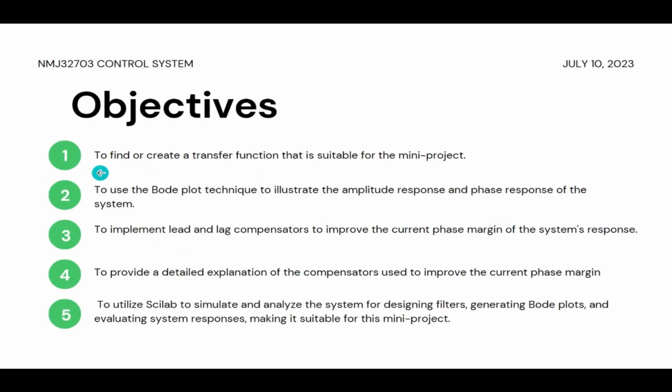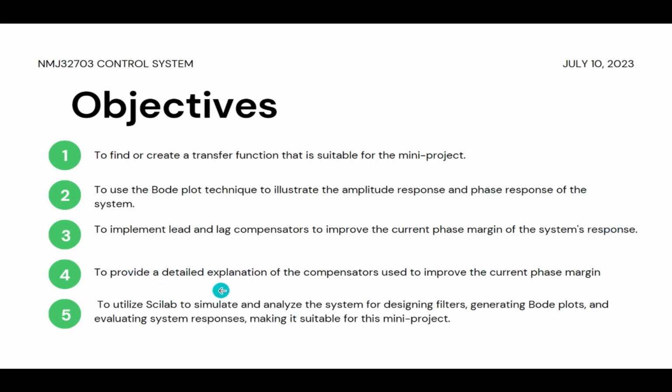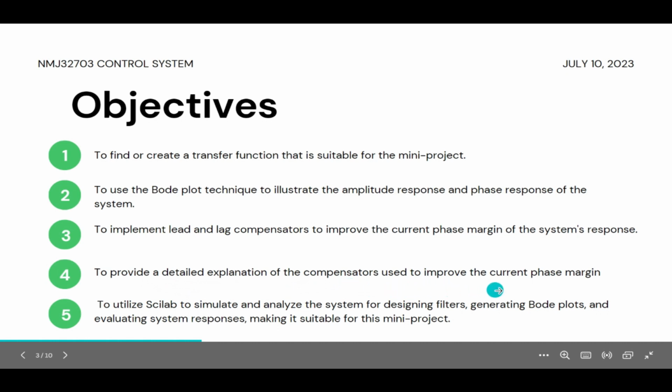The objective of this mini project is to find and create a transfer function that is suitable for the mini project, to use the Bode plot technique to illustrate the amplitude response and phase response of the system, to implement lead and lag compensators to improve the current phase margin of the system response. Next, to provide a detailed explanation of the compensators used to improve the current phase margin. Last but not least, to utilize Scilab to simulate and analyze the system for designing filters, generating Bode plots, and evaluating system responses, making it suitable for this mini project.